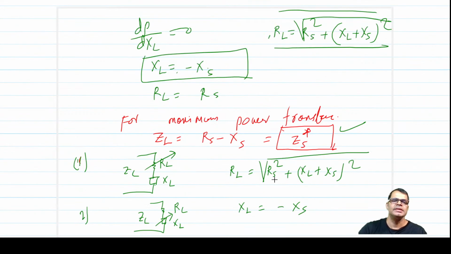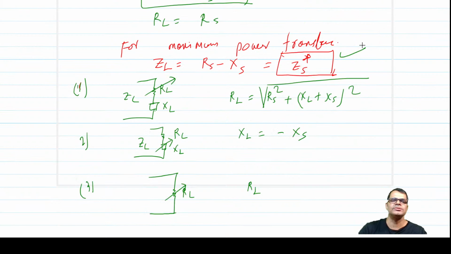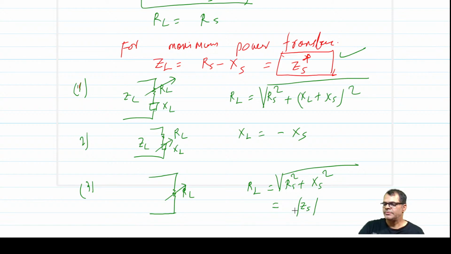You can easily see from the general relations. There is no reactance, no XL. So that means here XL equal to 0. You can see that RL should be the square root of RS plus XS squared. What does it mean? The magnitude of the source impedance, for the maximum power transfer.